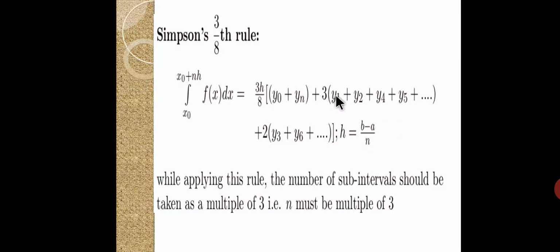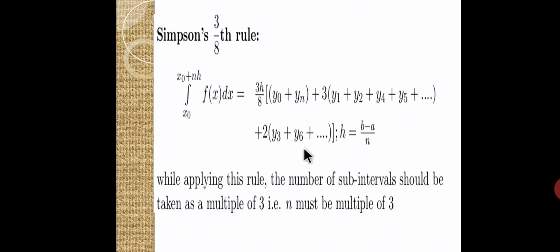To remember this formula: 3h/8 into the sum of first and last ordinates plus 2 into the sum of the multiples of 3, y3, y6, y9, y12, plus 3 into the sum of the remaining ordinates. Here h is equal to (b minus a) by n.